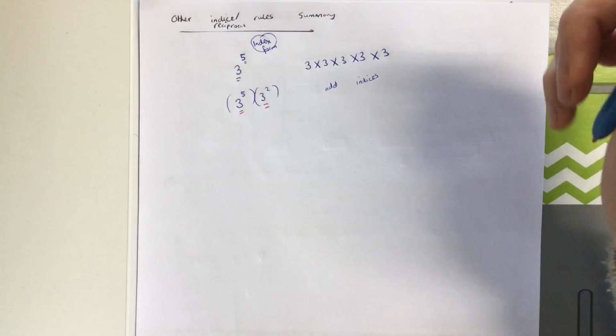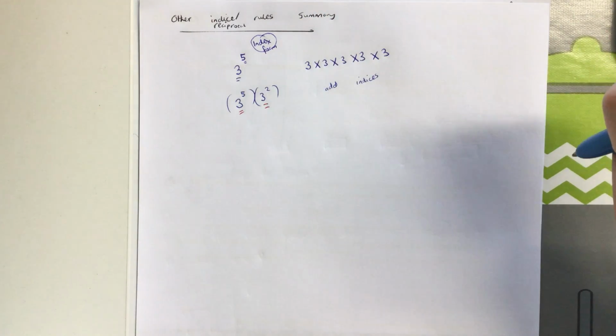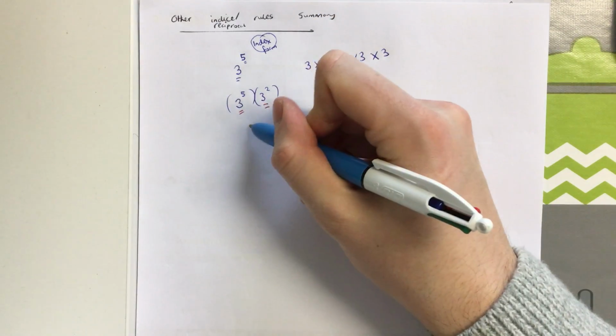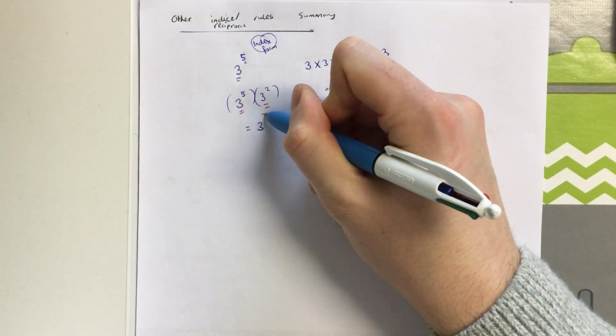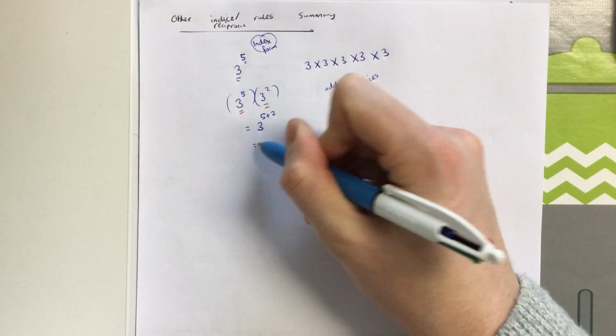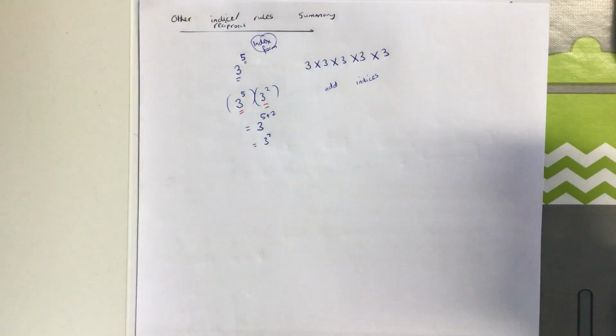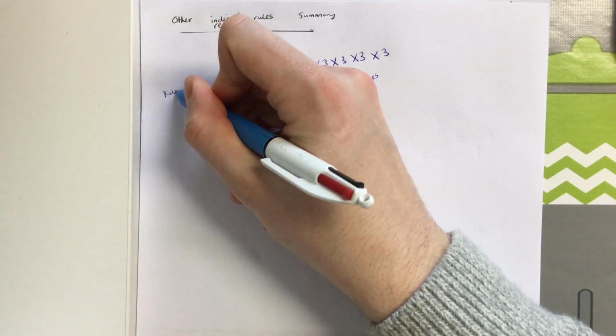Now you can only do that if the base number is the same. We can see here the base number is 3 in both cases, so I can add my indices. That becomes 3 to the power of 5 plus 2, which is equal to 3 to the power of 7. That is the first rule for indices, so we'll call that rule 1.